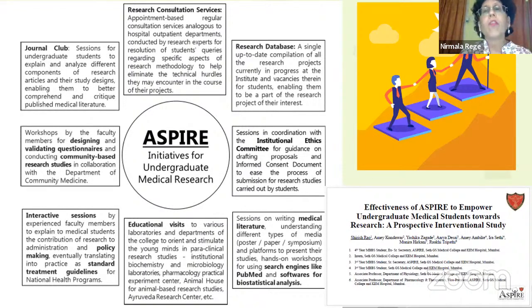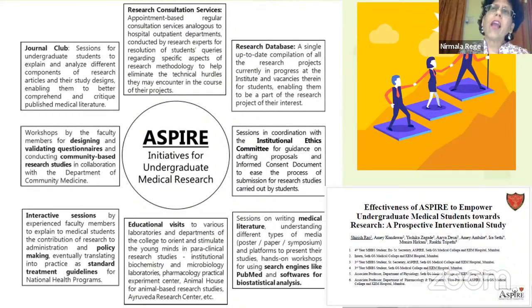The effectiveness of this model was presented in the last NCHP at Dehradun by our undergraduate student as the effectiveness of ASPIRE to empower undergraduate medical students. But what is heartening is that all these decisions were initiated by the students, and even now these activities are going on at a very large scale, and they are all student driven, and the students have developed the expertise and they are taking the sessions.